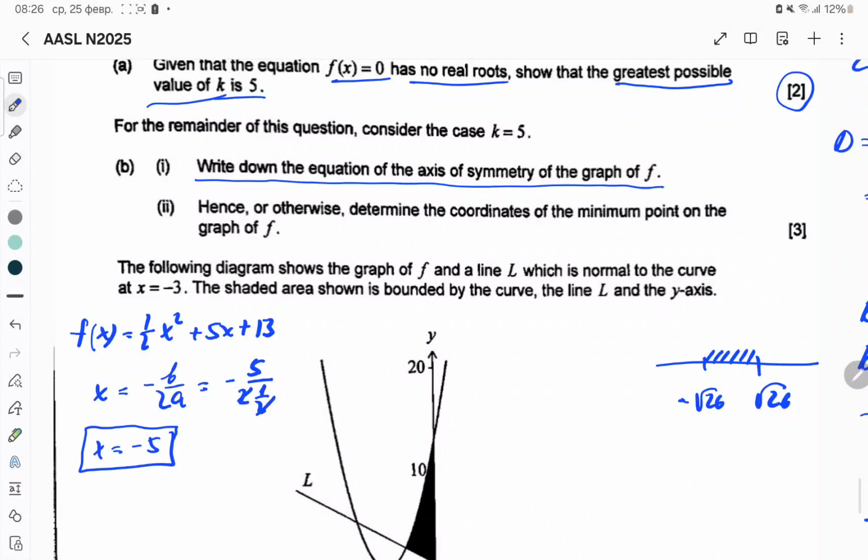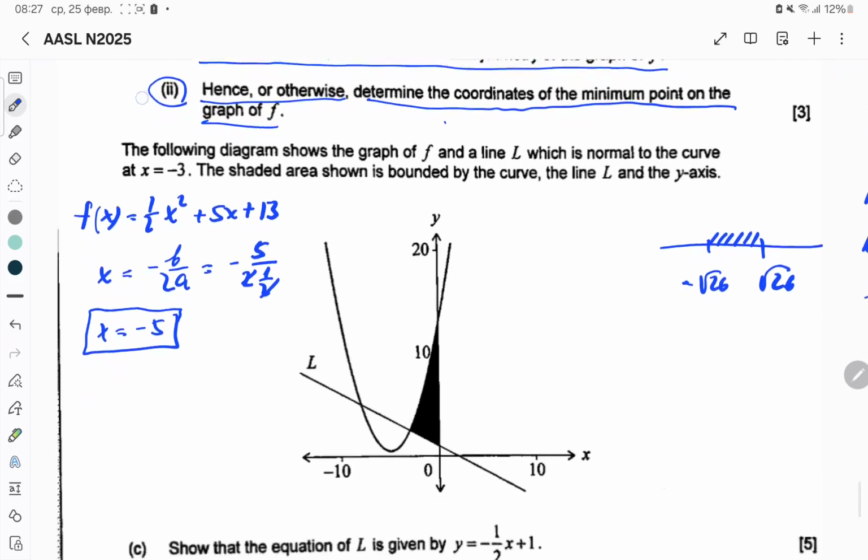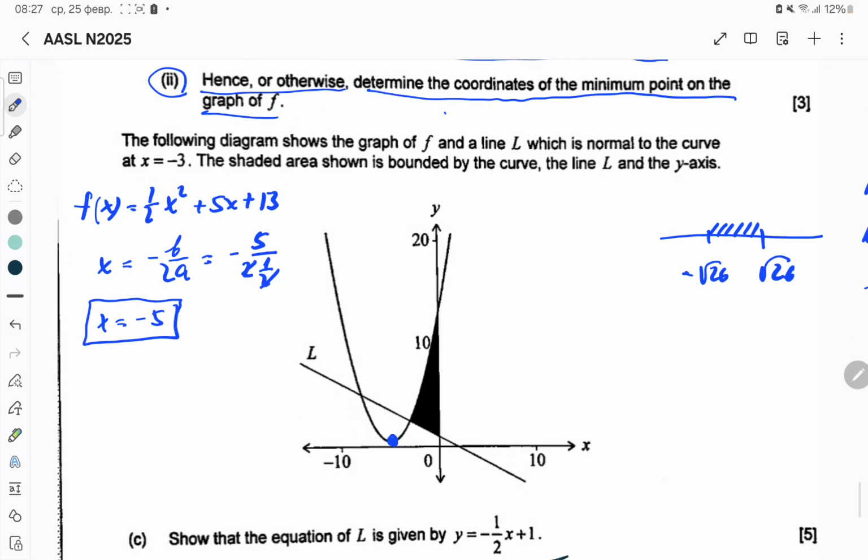So don't write just negative 5. Write x is equal to negative 5. Otherwise, it will not be an equation. Part B2: hence or otherwise, determine the coordinates of the minimum point on the graph of f. Minimum point is the vertex, right? And we know that the vertex belongs to the axis of symmetry. So the x coordinate of the vertex is negative 5 already.